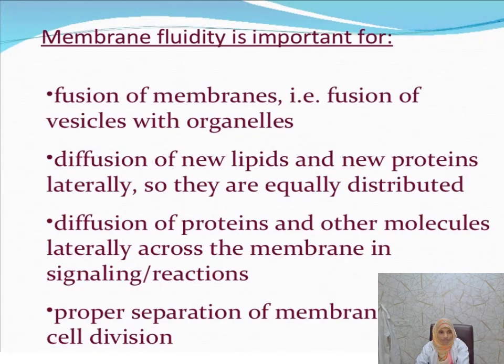What is the significance of our membrane fluidity? It is important for fusion of the membrane, that is fusion of the vesicle with cell organelles. It is important for diffusion of the new lipids and the new proteins laterally, so that these lipids and the new proteins, they are equally distributed at each corner of the cell membrane. Then another important function of fluidity of the cell membrane, or why the cell membrane should be fluid. It is because of diffusion of the proteins and other molecules laterally across the membrane in signaling reaction, and for proper separation of the membrane during the cell division.